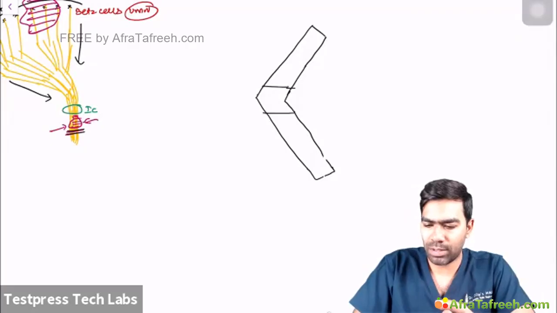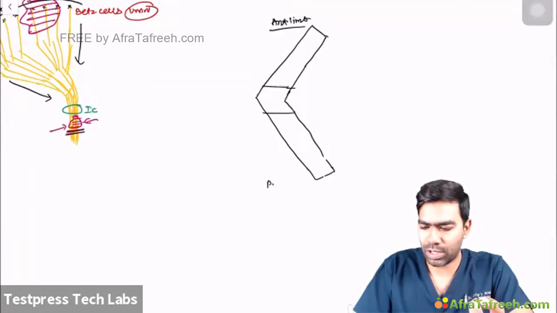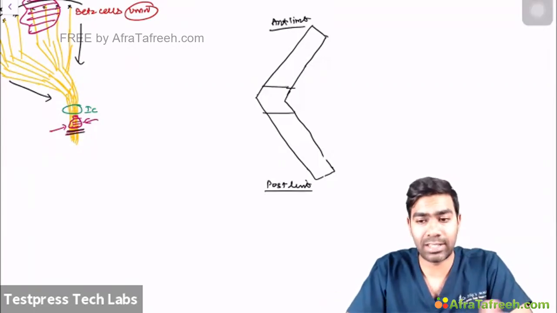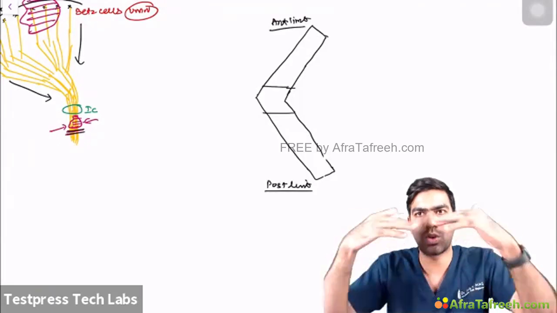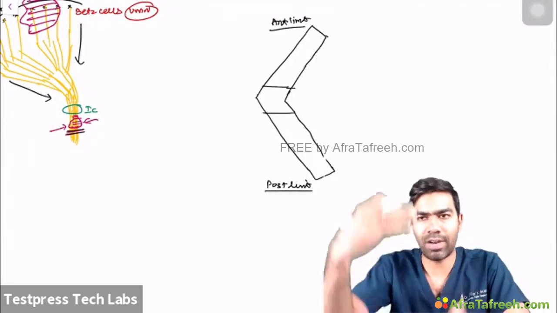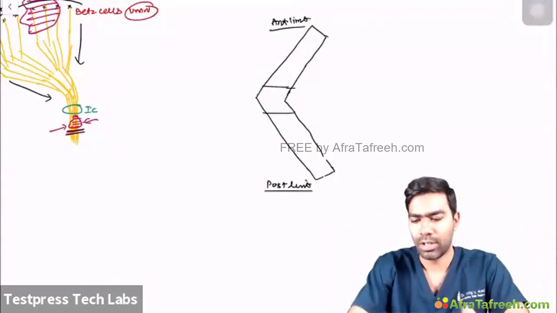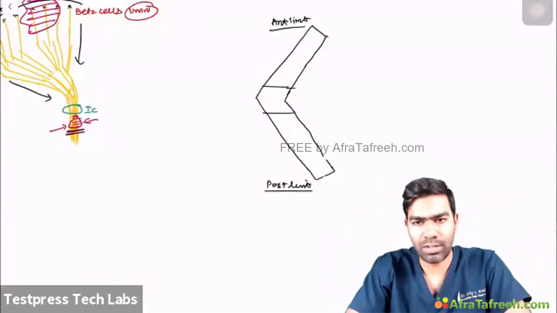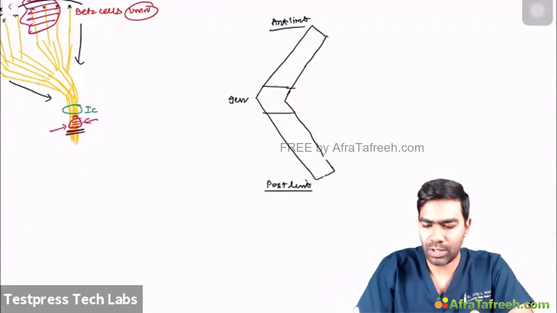So you have the anterior limb. Let us assume this is the anterior limb of the internal capsule. Then you have the posterior limb of the internal capsule. Now we are going for the axial sections, not the coronal plane. We have understood the coronal plane. Now go to the axial sections again, where you have anterior and posterior. So you have the anterior limb and the posterior limb. And the center part is what we refer to as the genu.